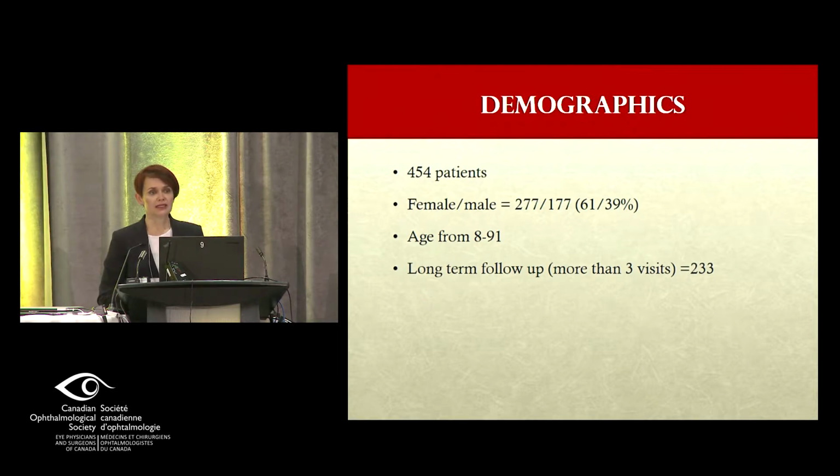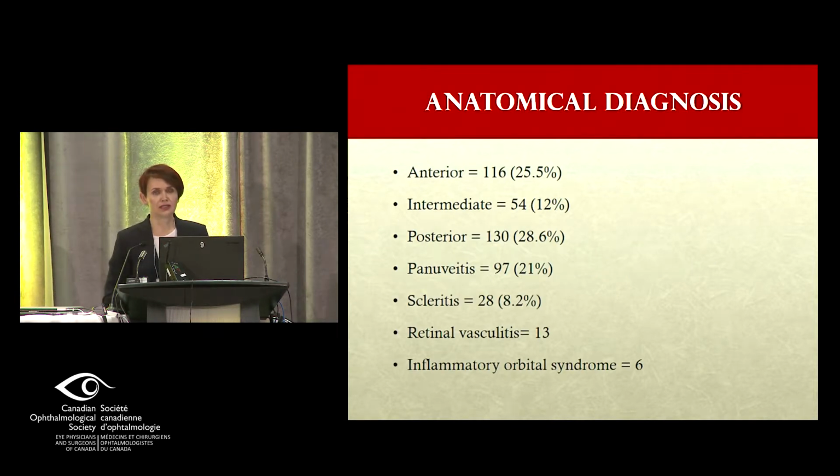If you look at the exact diagnosis of those patients, a quarter of them have anterior uveitis. 12% have intermediate uveitis, almost 30% posterior, and almost 20% panuveitis. There is a significantly smaller number of patients who have scleritis or episcleritis, and a smaller number have retinal vasculitis or inflammatory orbital syndrome.